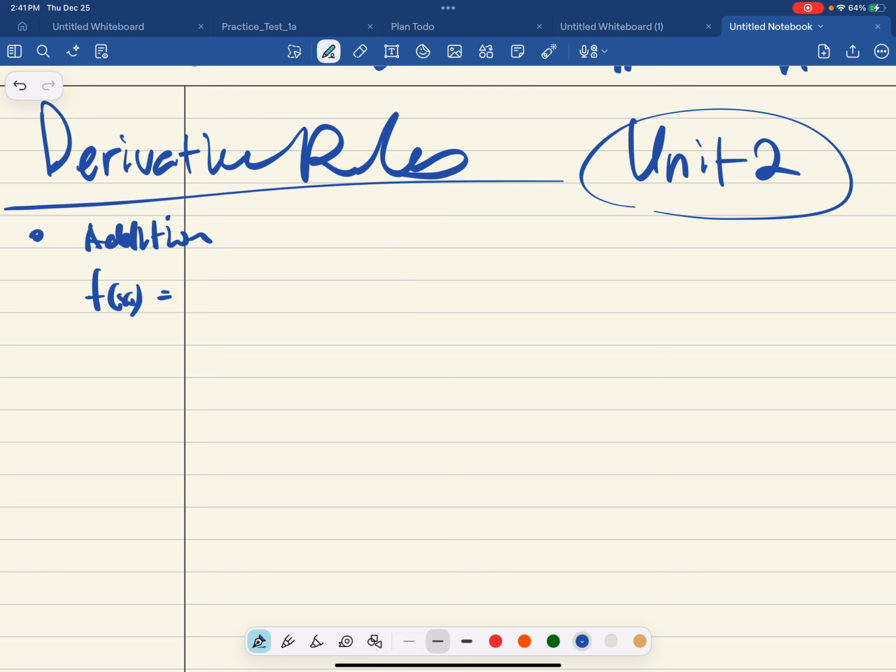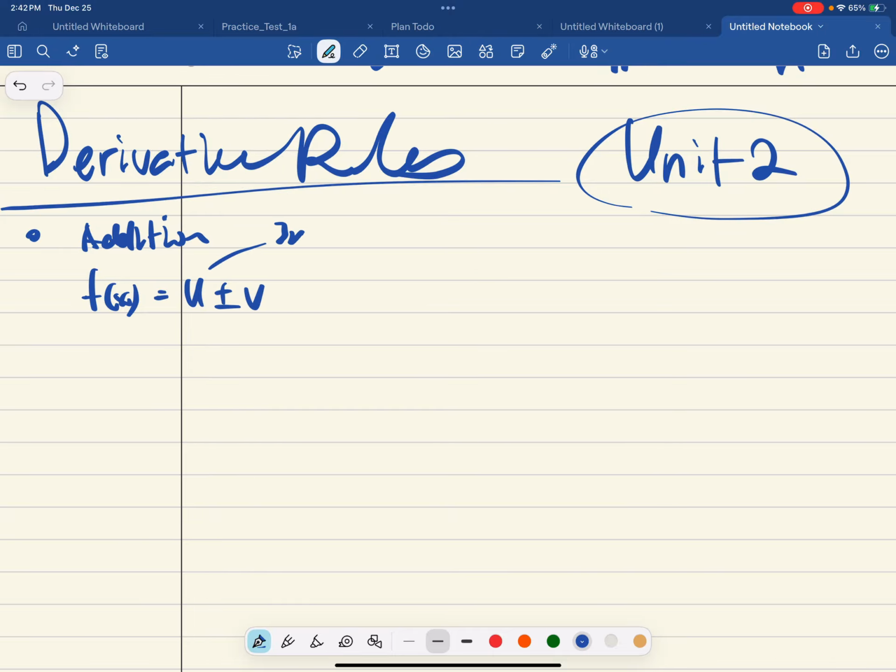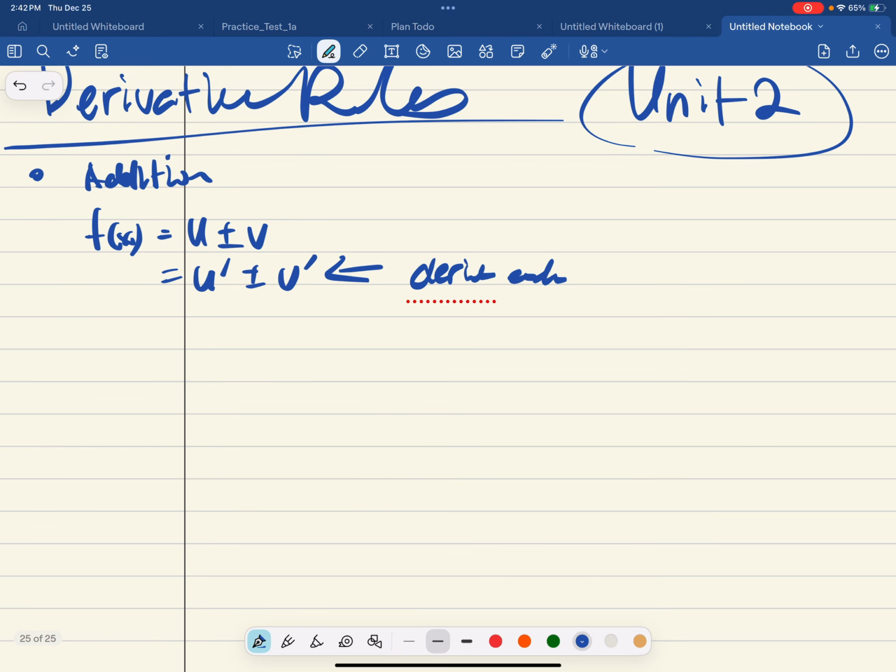So addition rule: u plus or minus v, addition can be negative addition, which is just subtraction. Let's say u is 3x to the 2, and v could be 2x. We're going to have u prime plus or minus v prime. So basically deriving each component of it. And then we have a multiplication rule.